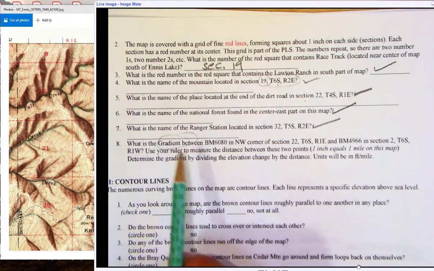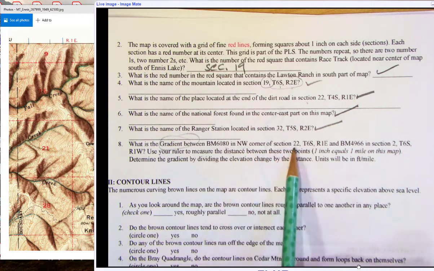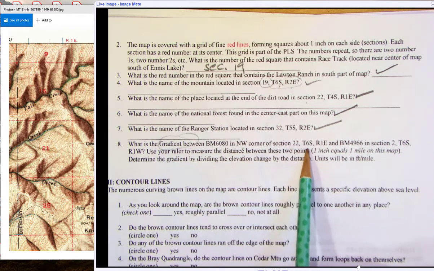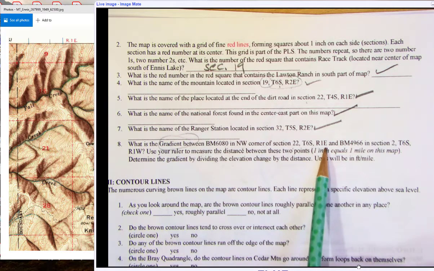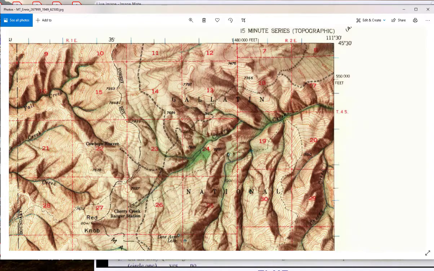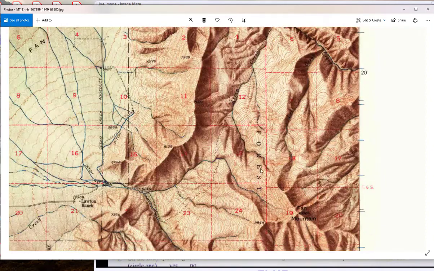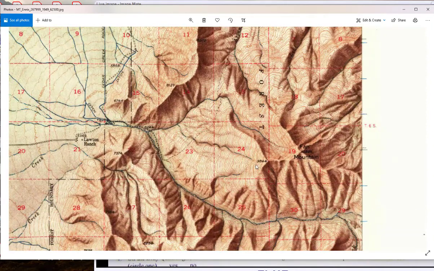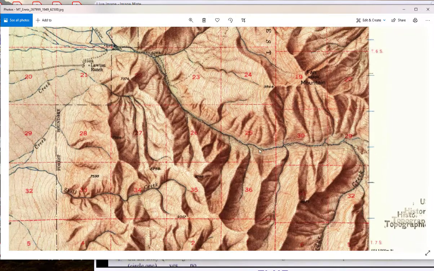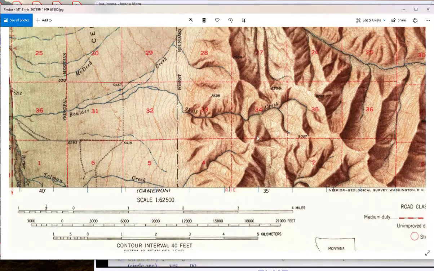Now we're going to do a little bit of a gradient problem here. Here we're looking for benchmark 680 in the northwest corner of section 22, Township 6 South, Range 1 East, right? So let's find that. Right away I know that Township 6 South is going to be way down here. There's 5 South, Township 6 South, and I want Range 1 East. So there's Range 2 East, there's Range 1 East right here.